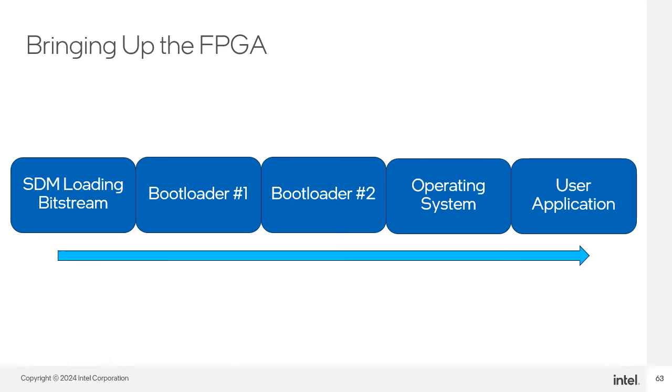The very first part of the FPGA bring-up process is initializing the Secure Device Manager. The SDM is loaded with its firmware, which was inserted into the SOF by the Quartus Prime programming file generator. Once the SDM is initialized, the process of loading bootloaders and bitstreams starts.